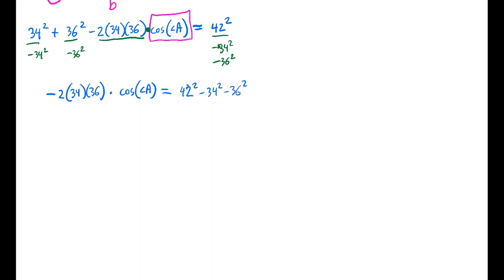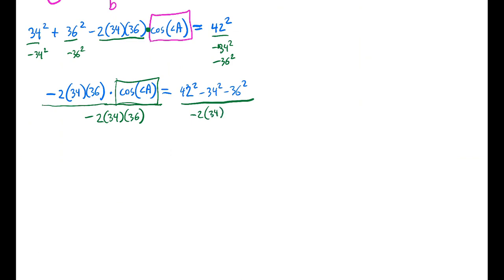Okay, so now I need to get rid of whatever is being multiplied by my cosine, right? So I want to get this by itself, and it's multiplied by this negative 2 times 34 times 36. So I'm going to divide both sides by that. I'm going to divide by this. Yes, you could compute this and make this a single number. I'm going to leave the calculations to you guys, okay?